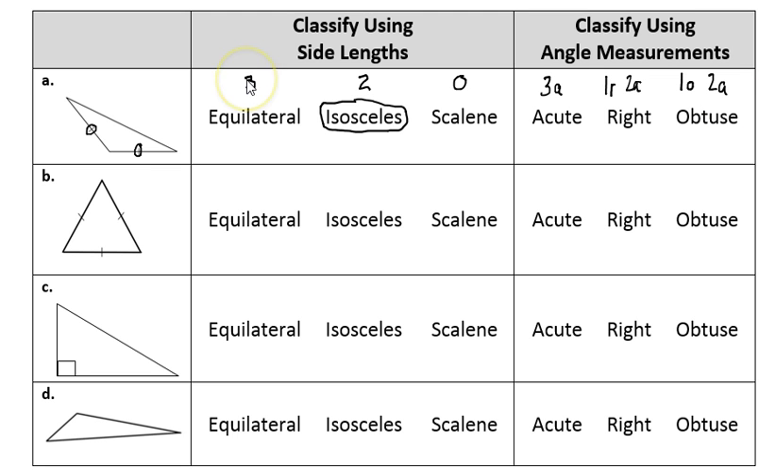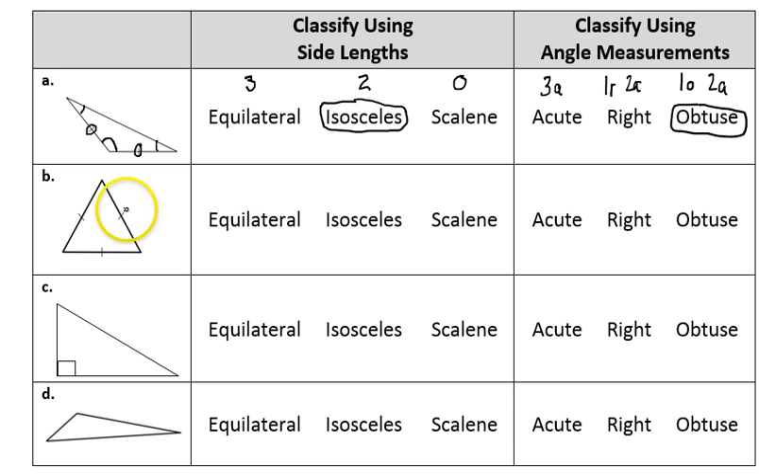If I look back at triangle A, I can see that there is an obtuse angle right here. This angle is opened up wider than a right angle. And the other two angles are acute. So I will circle obtuse. This is an obtuse triangle. And it's also an isosceles triangle.